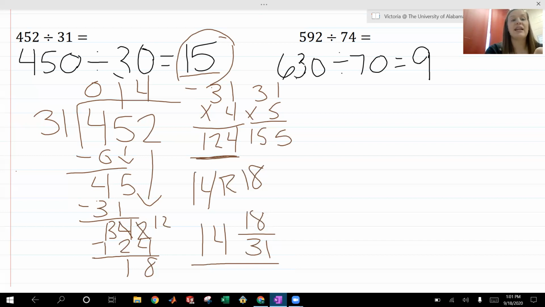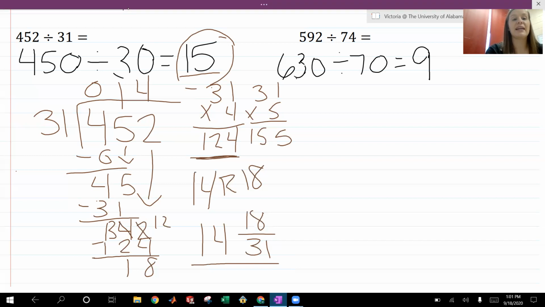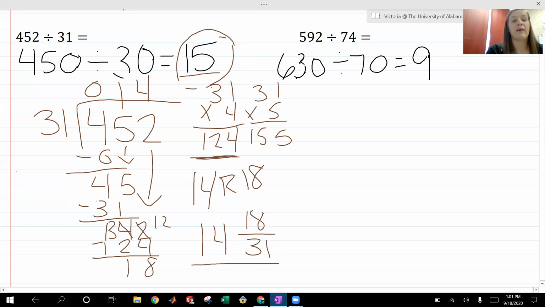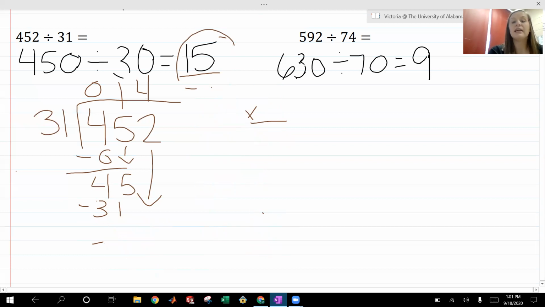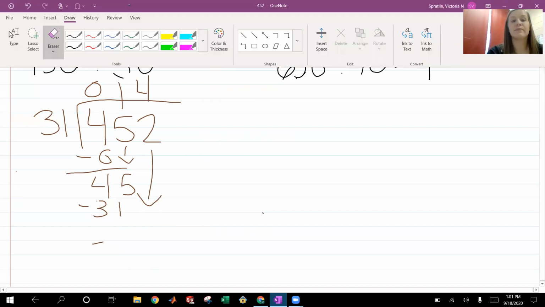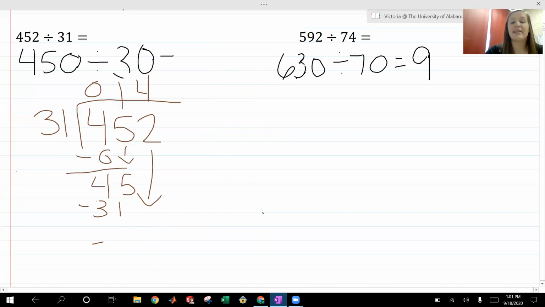So let's move on to the next problem. We have 592. I'm going to erase a little bit of this for us, that way we've got a little bit more room. So we have 592 divided by 74. Their estimate is 630 divided by 70 equals 9. Right off the top of your head, do you think that estimate's going to be too high or too low? Keep what you think in your head and let's see if we were right, okay?